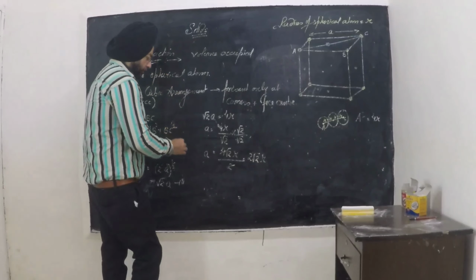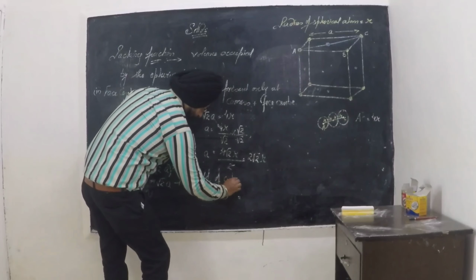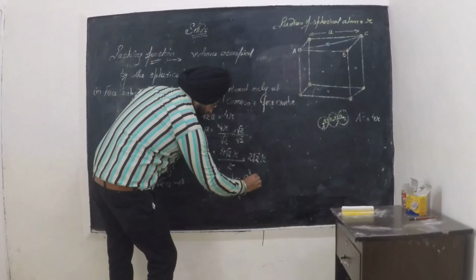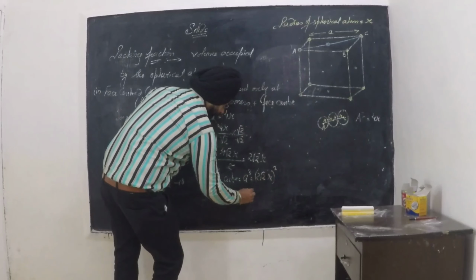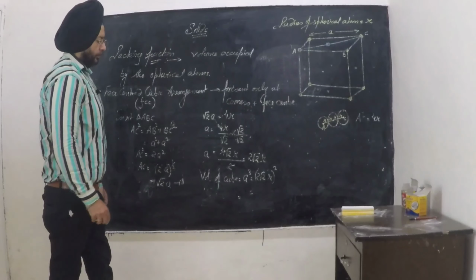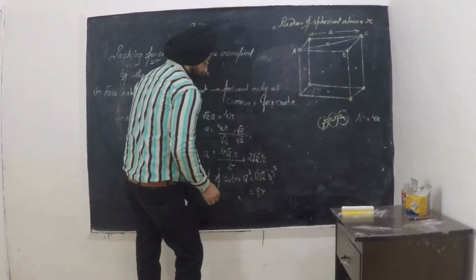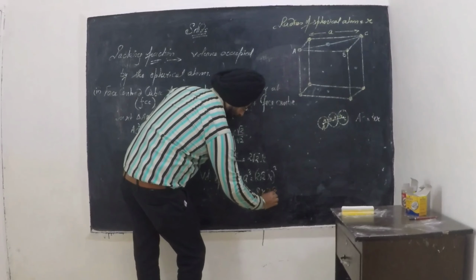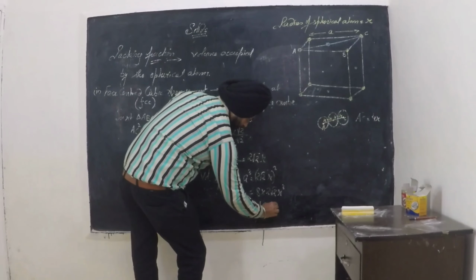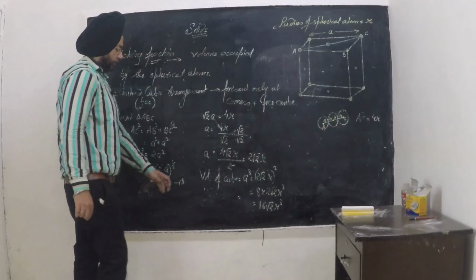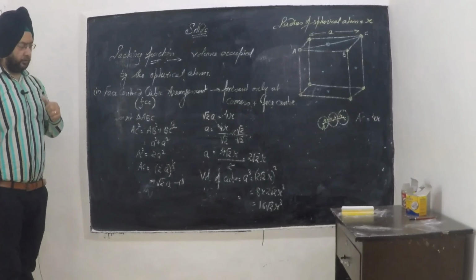Now calculate the volume of the sphere. No, it's the volume of the cube. So it is equal to A cube, so 2 under root 2 R cube. If you calculate, 2 cube is 8, under root 2 cube is 2 under root 2, and R cube. So you are getting 16 under root 2 R cube. Check it now. So you have calculated the volume of the cube. It's 16 under root 2 R cube.